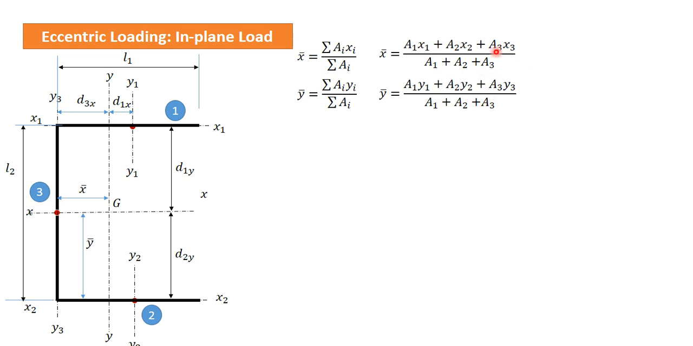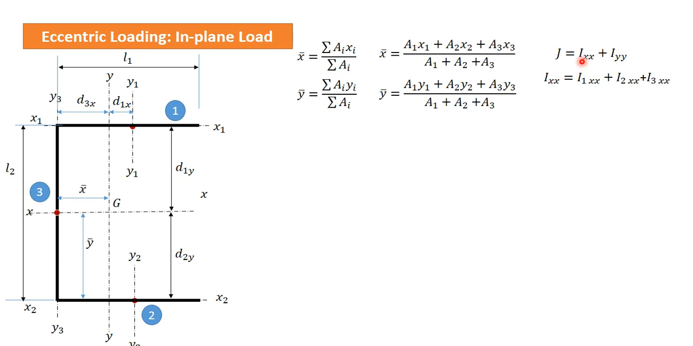As we have three sections, this is there, where A1 is the area of section 1, A2 is the area of section 2, and x1 is the distance of the CG of section number 1 from the reference axis. For x bar we have this as the reference axis, and for y bar we have this as the reference axis. We are measuring the distances from this axis and this axis. Once x bar and y bar are obtained, we can go for the J calculation.